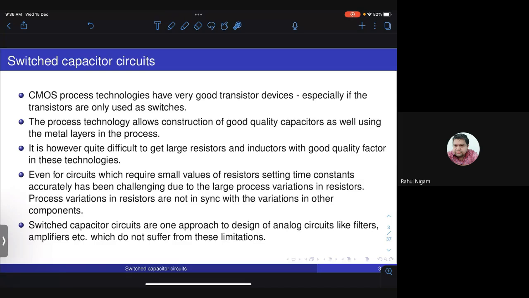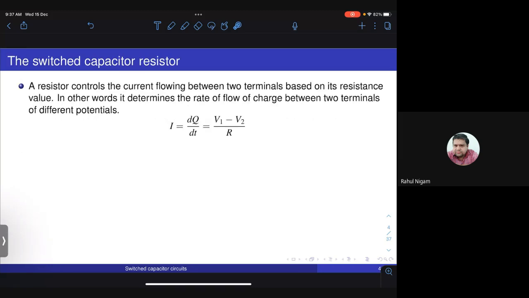So we try to avoid inductors altogether to the best extent possible. And we will see how we can avoid the use of resistors by using capacitors and switches and make better types of circuits in CMOS. The switched capacitor approach is a way of designing circuits like filters and amplifiers, which do not require resistors.